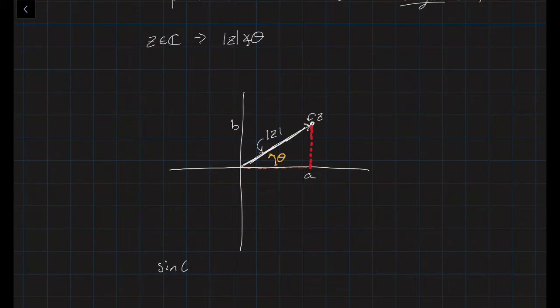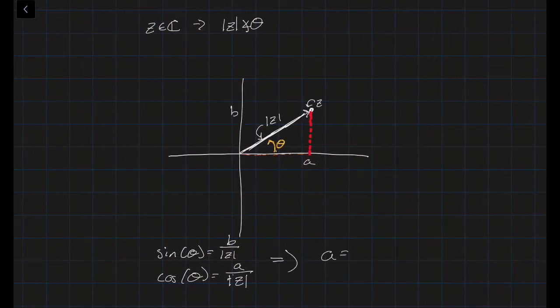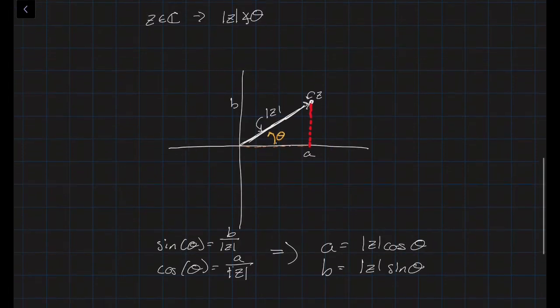Now we may remember from basic trig that the sine of theta is going to be the opposite side over the hypotenuse. So the length of the opposite side is b, and the hypotenuse is always going to be the length of z, our complex number. Similarly, our cosine is adjacent over hypotenuse, so it's going to be a over the length of z. So this tells us that if we're given something in polar coordinates, a length and an angle, we can just solve for a and b and put it right into rectangular coordinates. So a is going to be the length of z cosine theta, and the length of z sine theta is going to be our b.